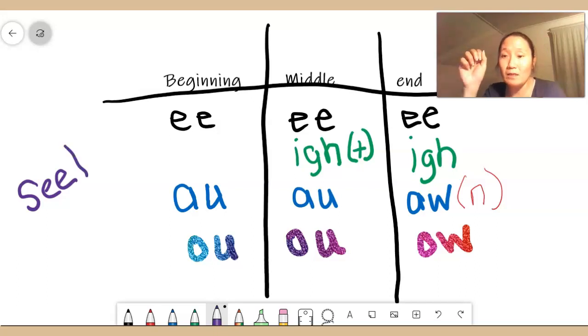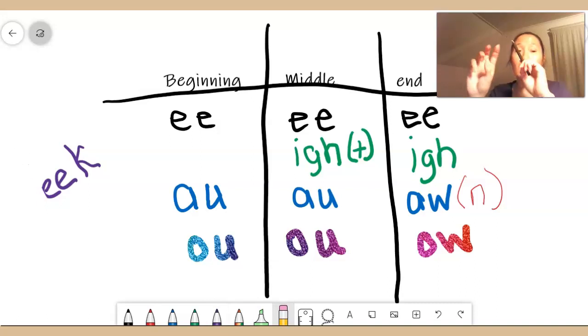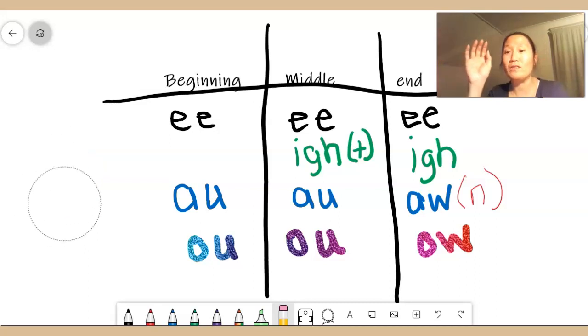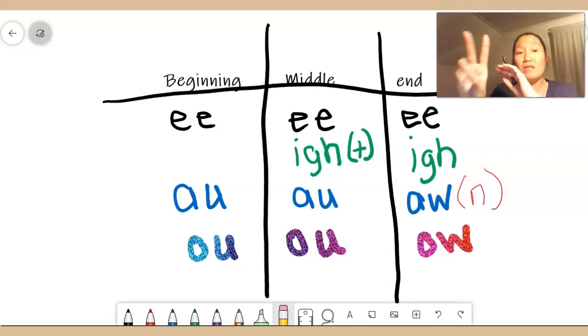If I put it in the middle, S, eek. It's in the middle position and it still says E. Now, if I put it at the beginning, eek. It's in the beginning, and it still says E. It does not matter where you put the E sound. It'll always be E. Beginning, middle, or end. Always E.